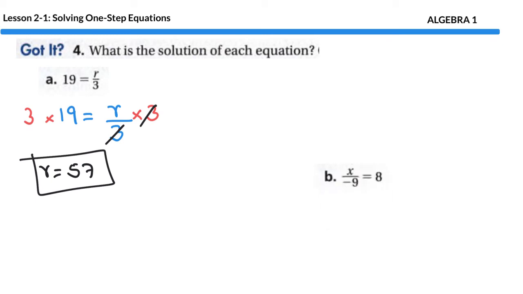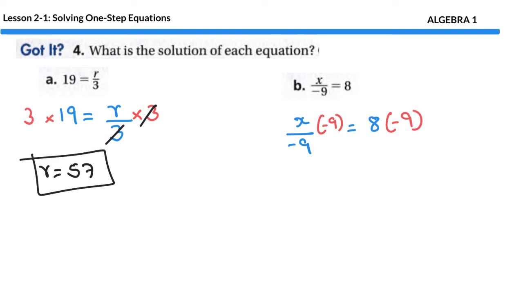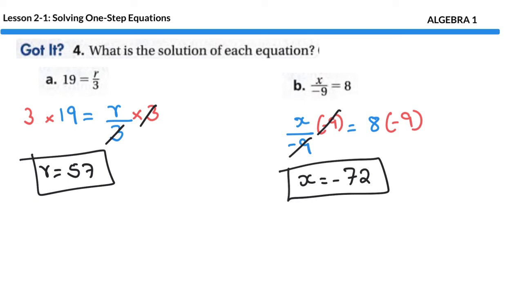So this is how you solve the problem. Let's try another one. X divided by negative 9 is equal to 8. Now let's be a bit quick here. How will you remove negative 9 that is divided? You will multiply by negative 9 on both sides. So I multiply by negative 9 on both sides. I don't have to always put the multiplication sign. So now negative 9 cancels with negative 9. We are left with x is equal to 8 times negative 9, which is negative 72. And that is the solution of this equation.